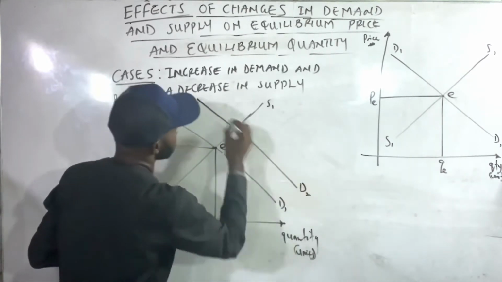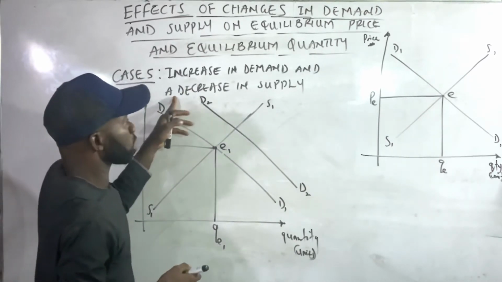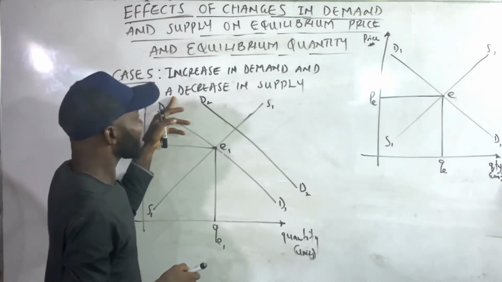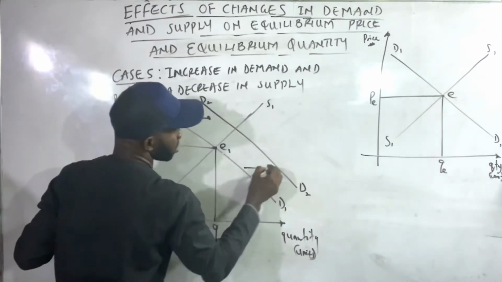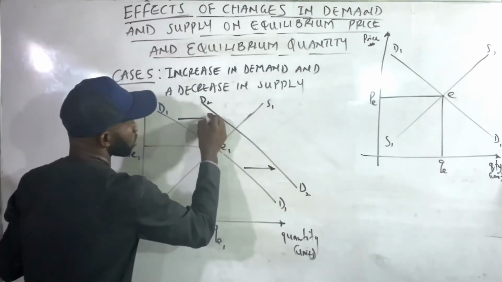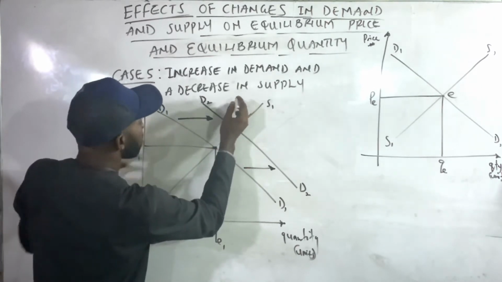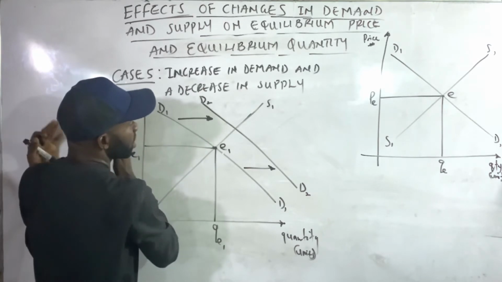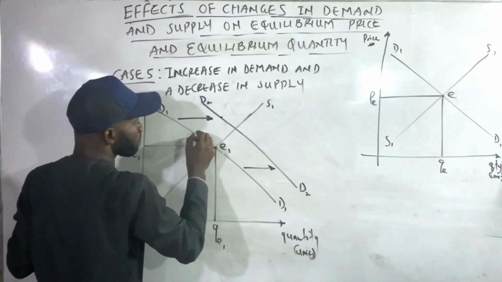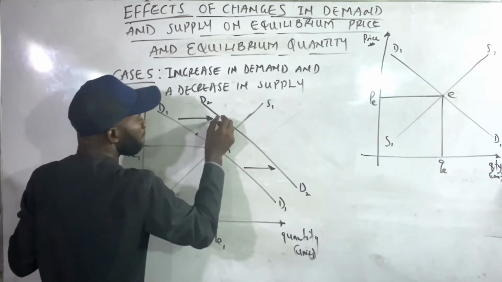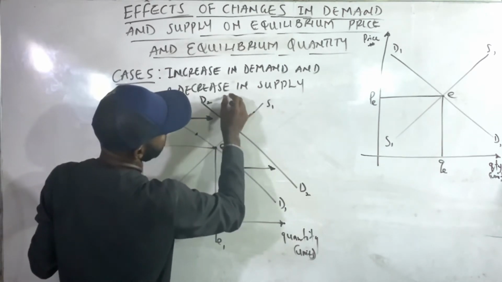And that produces D2, which is the second demand curve. The other instruction says, and a decrease in supply. Don't forget, increase for the first instruction. Second instruction, decrease. And that decrease will come in form of leftward shift. Don't also forget, the gap between this demand, first and second demand curve, must be the same with that of what? The first and the second supply curve.